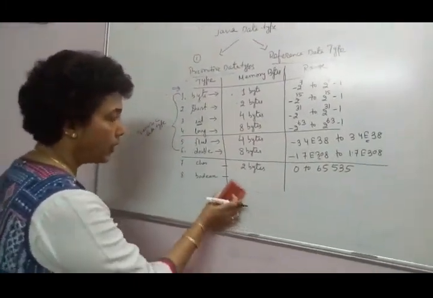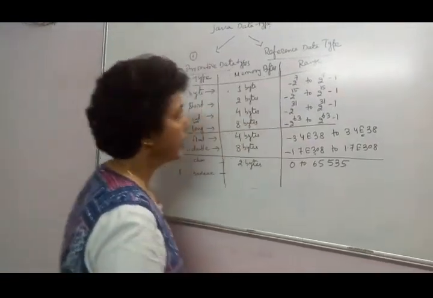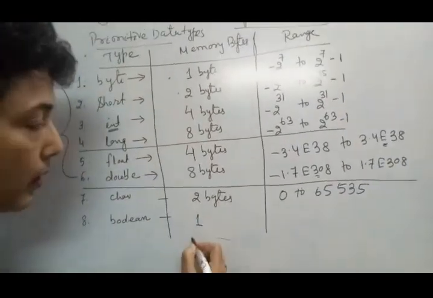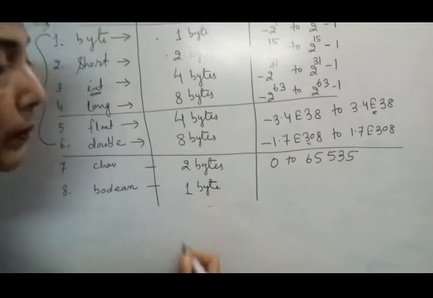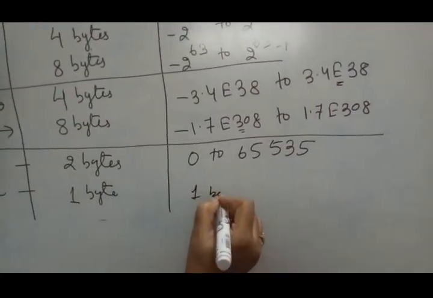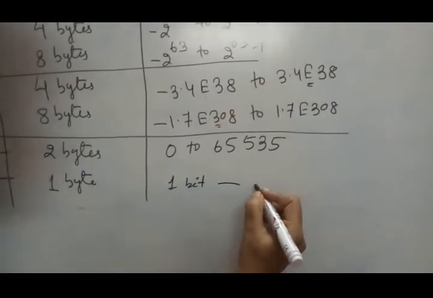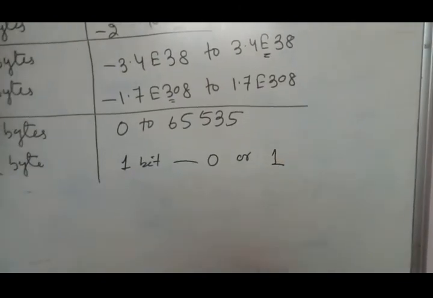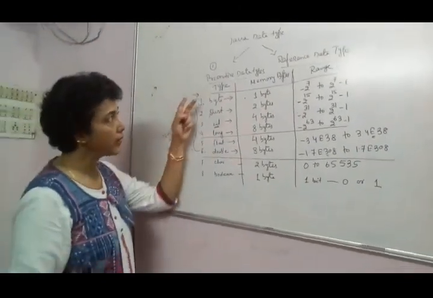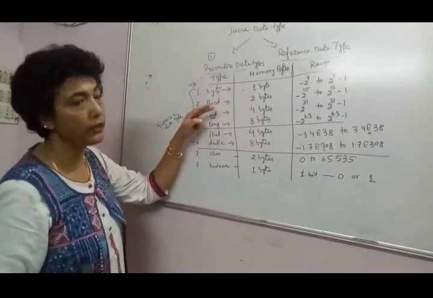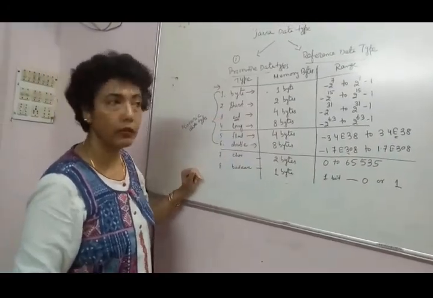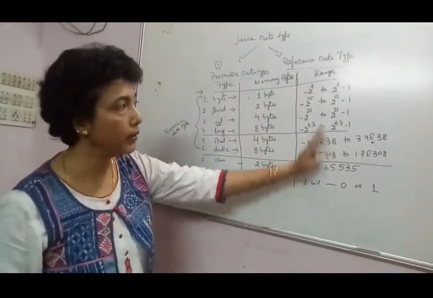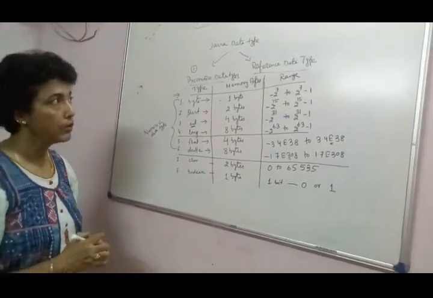Okay, now then comes the last one, that is your boolean data type. Now this data type needs 1 byte of memory, but it uses 1 bit that either represents false, that is 0, or it represents true, that is 1. Okay, so these are the 8 primitive data types. These are the basic, fundamental or built-in data types of Java. They use fixed memory bytes in the memory, and have their range of values that they support.